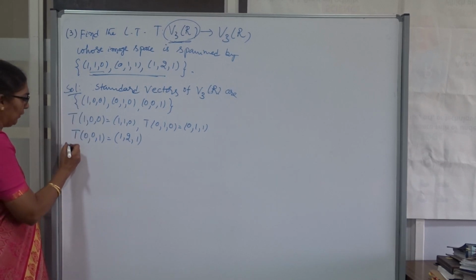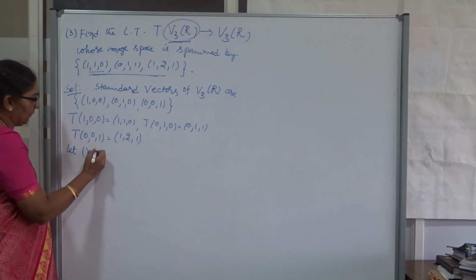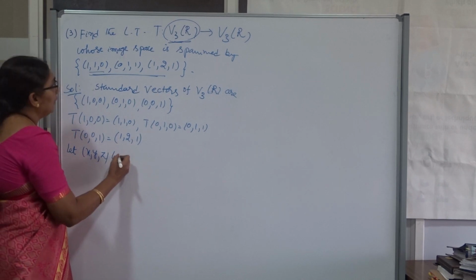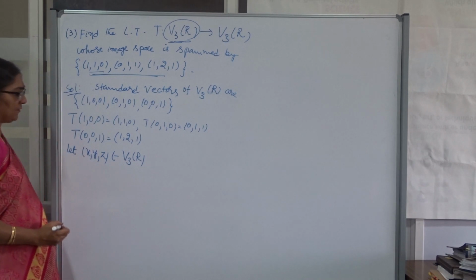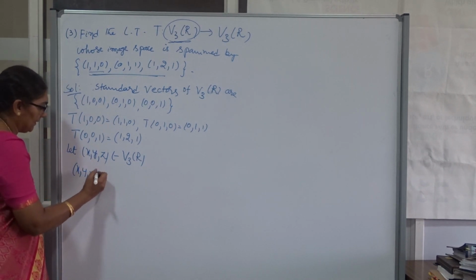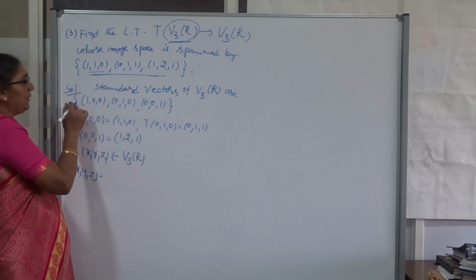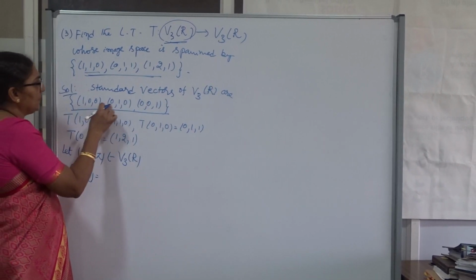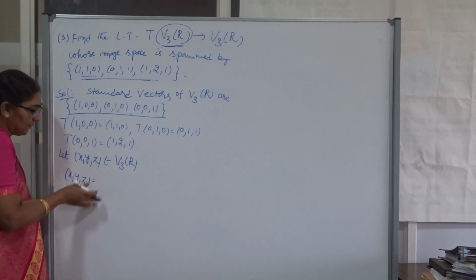Therefore, now I am going to choose one of the vectors. See, it is a mapping from 3-dimensional to 3-dimensional. Let x, y, z belong to V3 of R. Now I want to find the image of this. Please try to understand. x, y, z belongs to V3 of R. The ordered basis for V3 of R is 1, 0, 0; 0, 1, 0; 0, 0, 1.